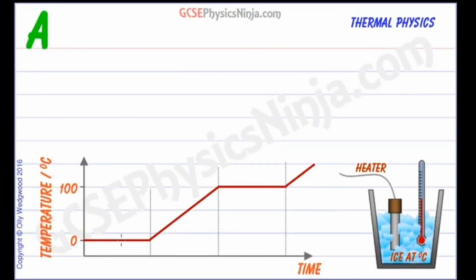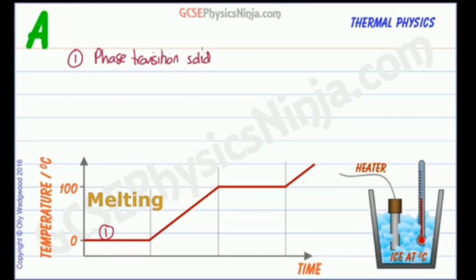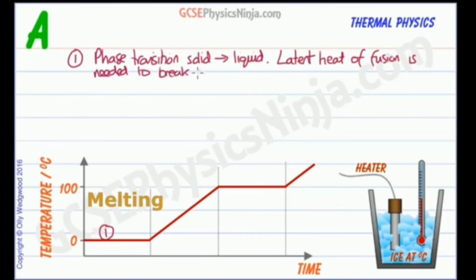This is ice and water in a kind of transition phase, and we'd actually call that a phase transition. So at 1, we've got a phase transition from the solid ice, and we are breaking the bonds of the solid to form a liquid. So that means we're having to put energy in. So latent heat of fusion is needed to break the solid bonds.